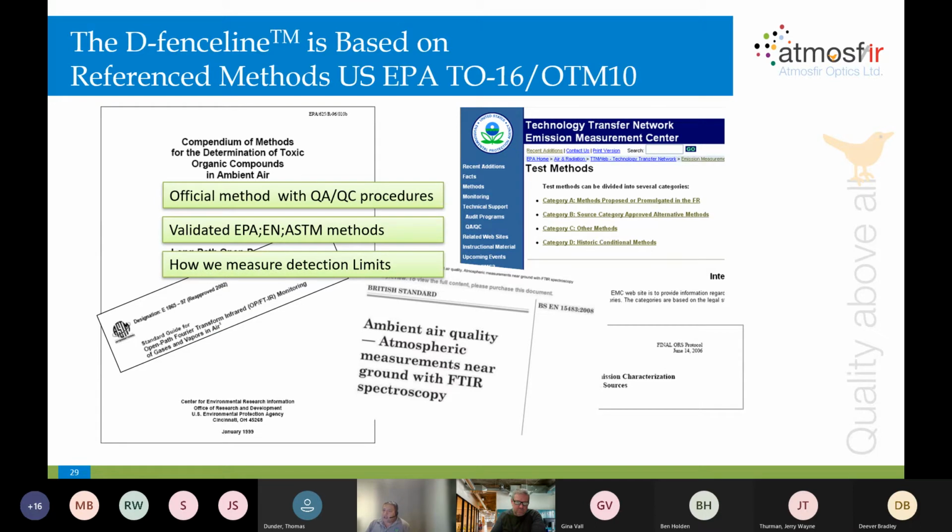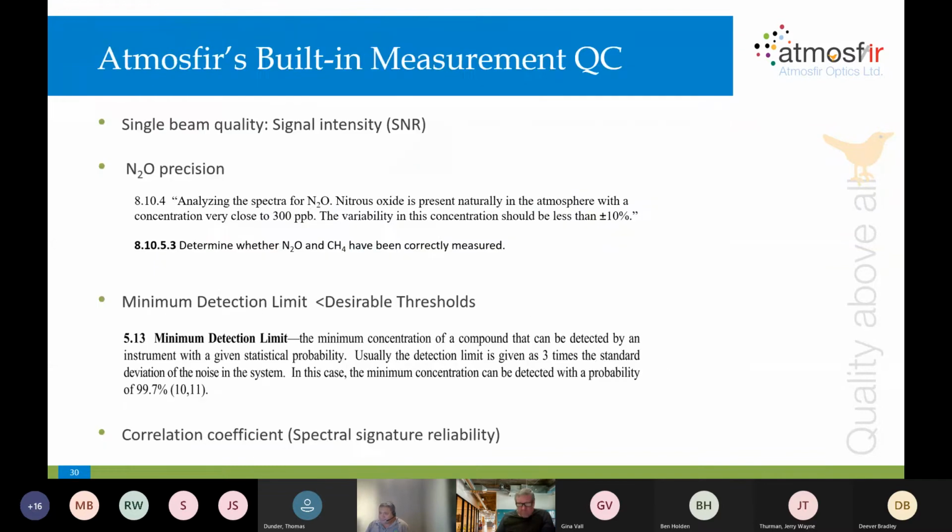Why use an official technology and method? First of all, we have an official QA/QC procedure. The method and technology were validated, and we can compare instruments because there is a definition for the detection limit.